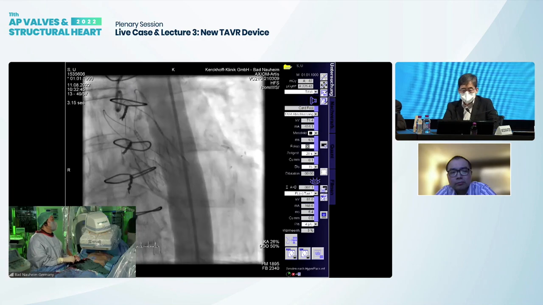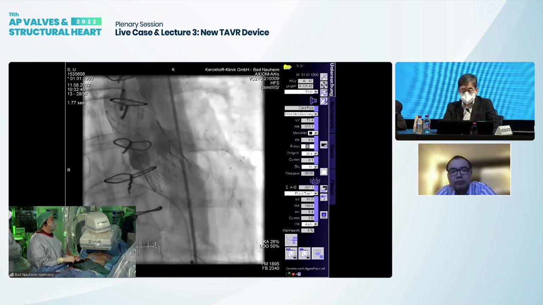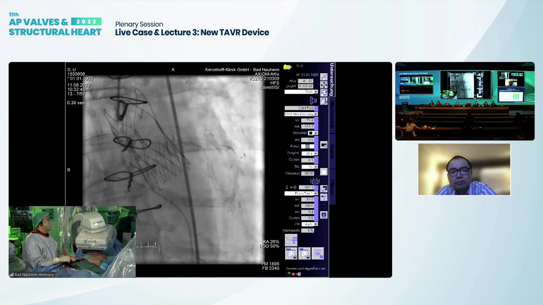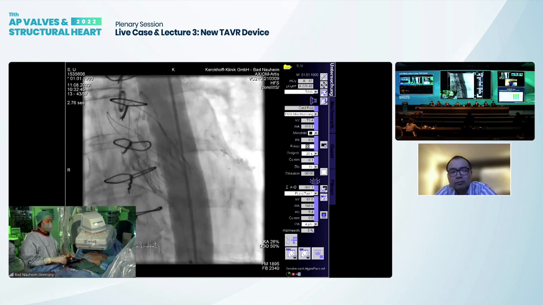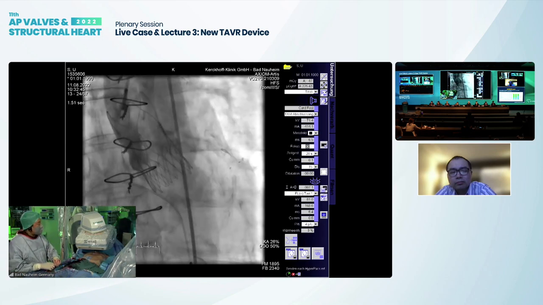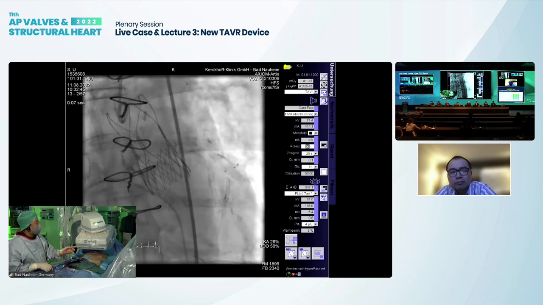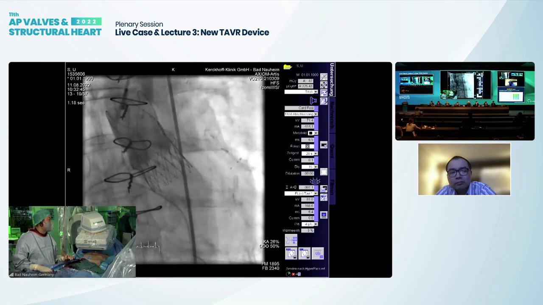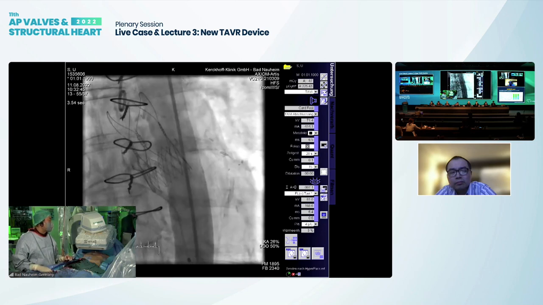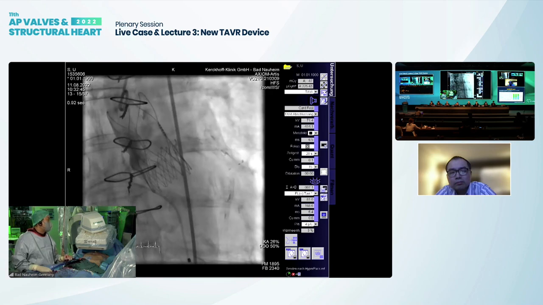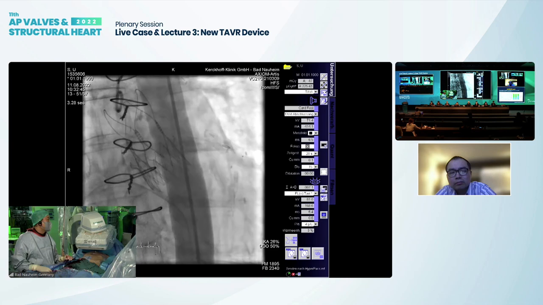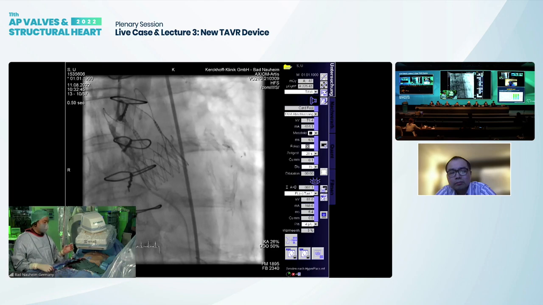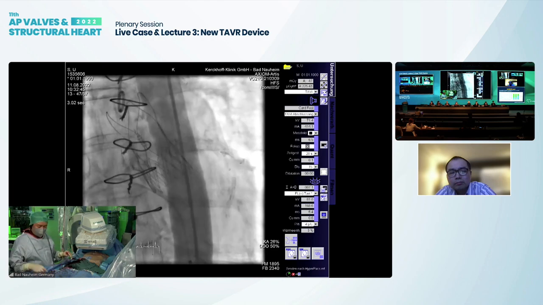The next step would be now, because the result is suboptimal, and you can see this was because of the suboptimal positioning. Indeed, we were too deep, and this wouldn't have happened if the wire hadn't dislodged. This is actually a very rare case, you can believe me. What we would do now is try to have a better expansion of the stent by post-ballooning. And if this is not the case, then I think we would have to insert a second valve.